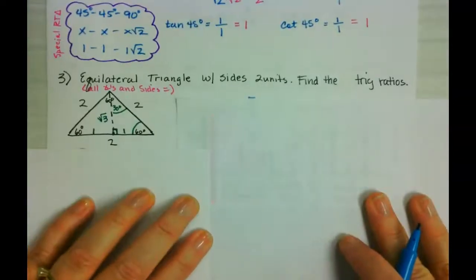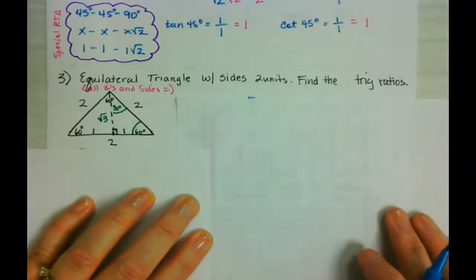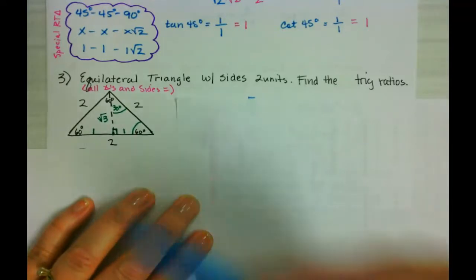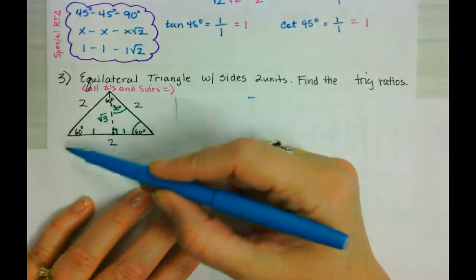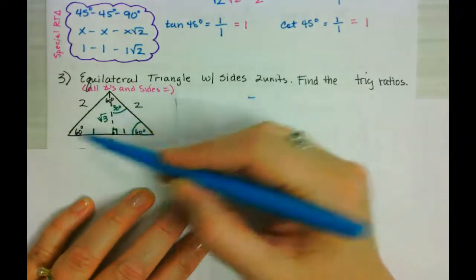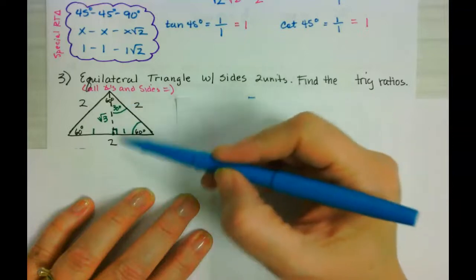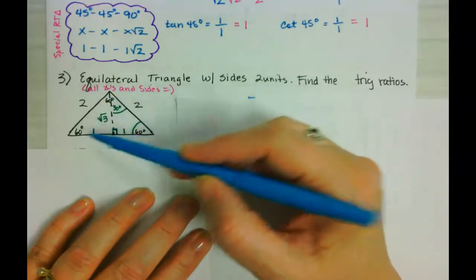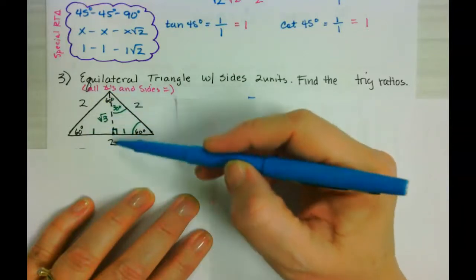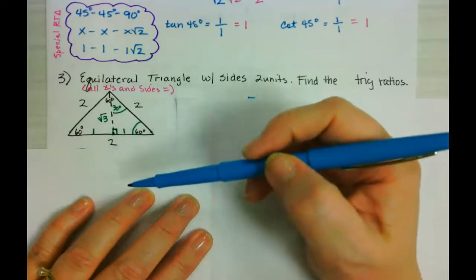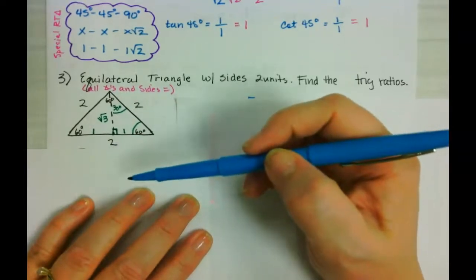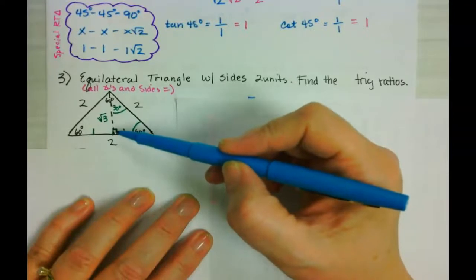For problem 3, we have an equilateral triangle. And remember, equilateral triangles are all angles the same and all sides the same. With the sides 2 units, we want to find the trig ratios. So we're going to go in here, and here's my equilateral triangle. And all of the sides are 2, all of the angles are 60, and then I'm going to drop this down here because I'm doing right triangle trig, so I kind of have to have, guess what, a right triangle, and I'm going to make the right triangle there.